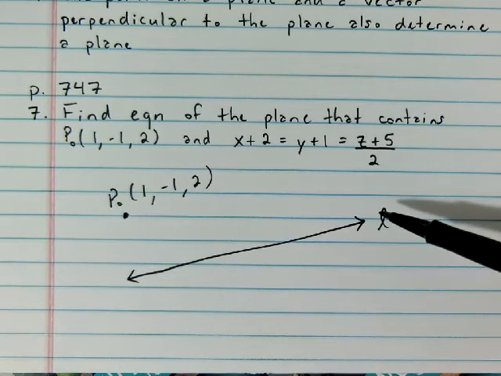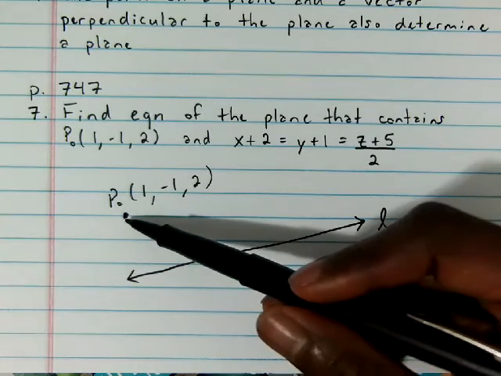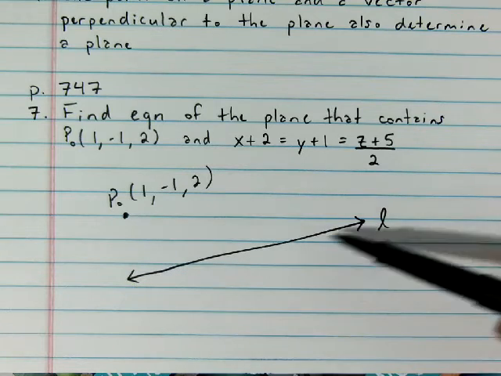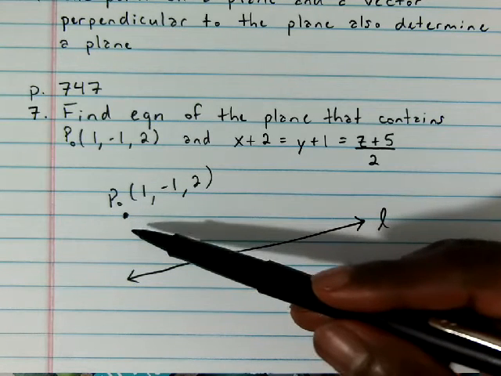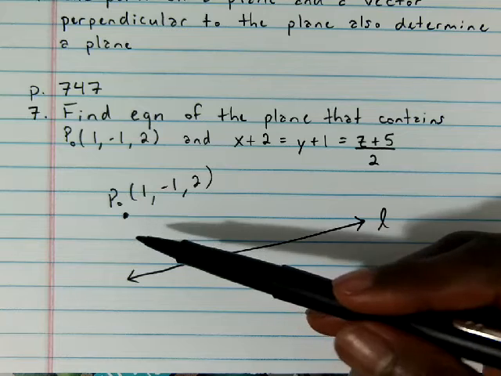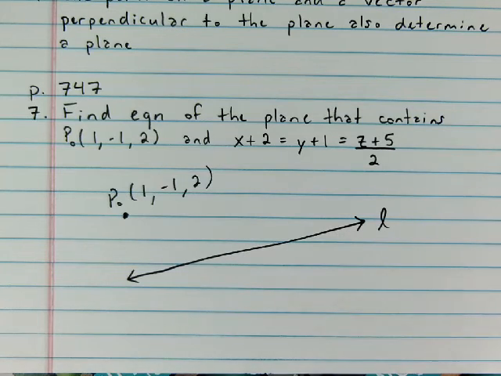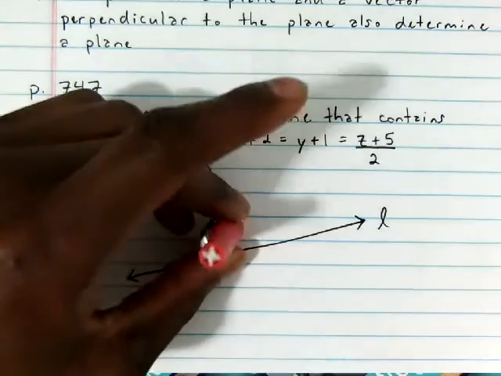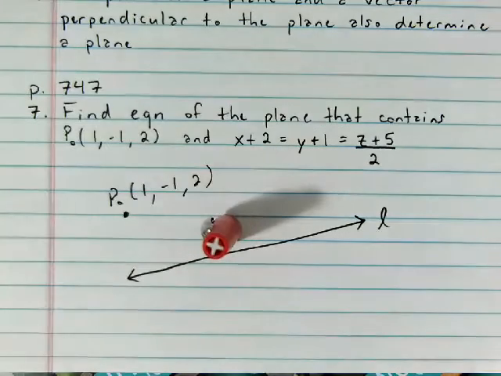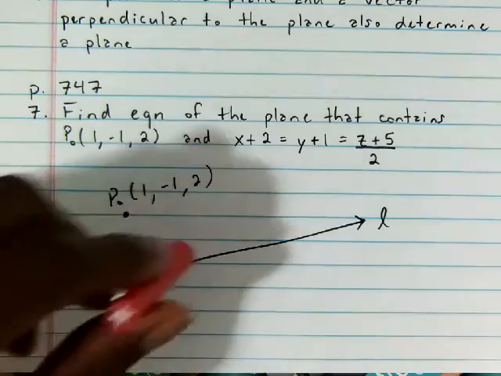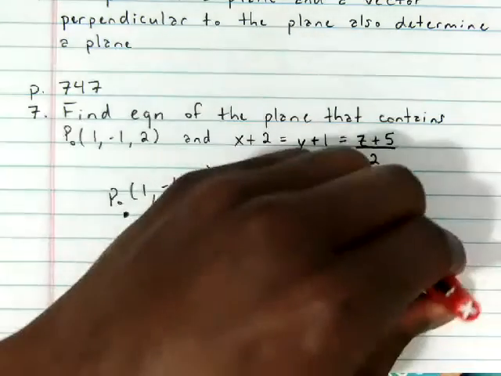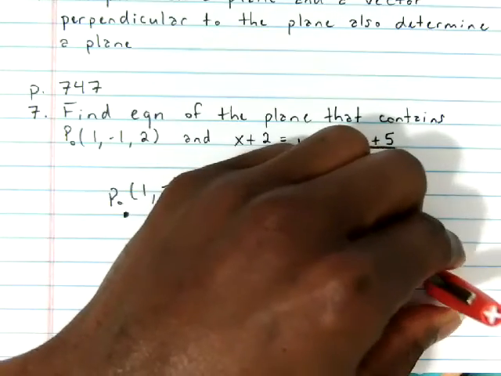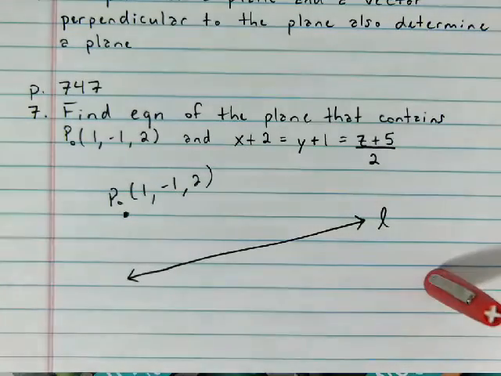What do we need though? We need a point in the plane, which we have, and we also have infinitely many other ones, but it's easy to use that one. And then we need a normal vector, a vector that is perpendicular to the plane. But I have to find that vector. So how do we go about finding that vector given the information that we have? I'll put the vector over here so it's kind of out of the way.